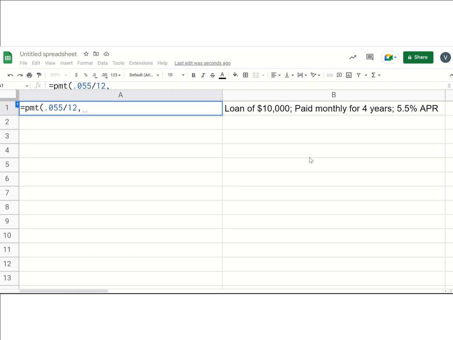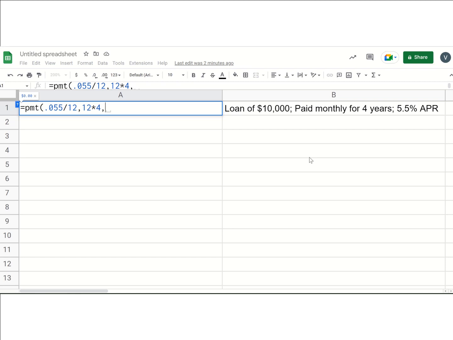So the rate has to be related to when you're making the payment. Comma, the next entry is the number of periods, which is another way of saying number of payments in all. Now we're making payments every month, so that's 12 times over the course of every year, and we're going out 4 years. So 12 times 4, that's 48 payments, but I'm just going to let Google Sheets calculate that, so I have an asterisk to say 12 times 4, comma.